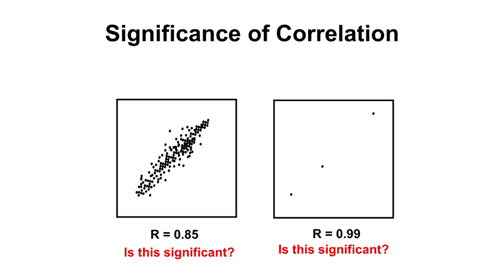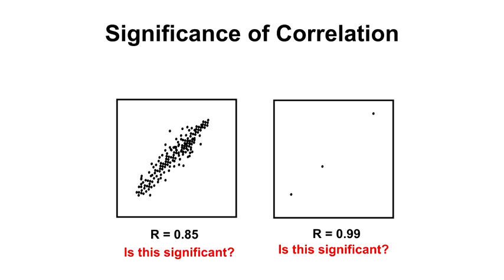So we talked about significance and assessing statistical significance. On the left is a plot where we can see a pretty good correlation, with a coefficient of 0.85. There are perhaps 100 points there. And we can see another example where there are 3 points, with a correlation of 0.99. So the question is: is the 0.85 value significant? And is the 0.99 significant?